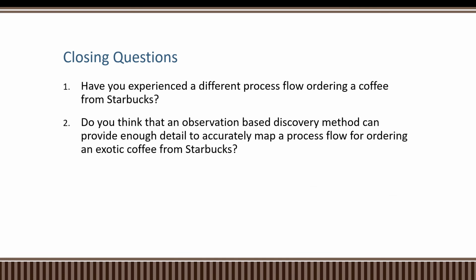My closing questions for you are: have you experienced a different process flow while ordering an exotic coffee from Starbucks? And do you think an observation-based discovery method can provide enough detail to accurately map a process flow for ordering an exotic coffee at Starbucks?